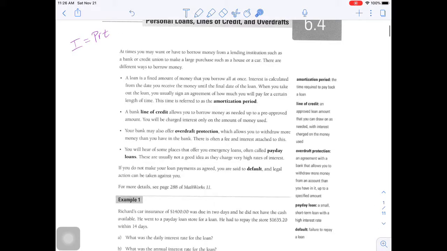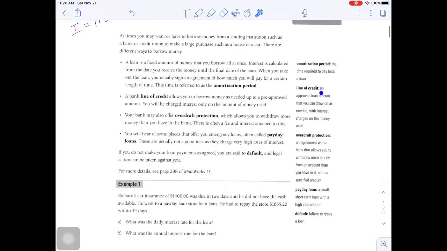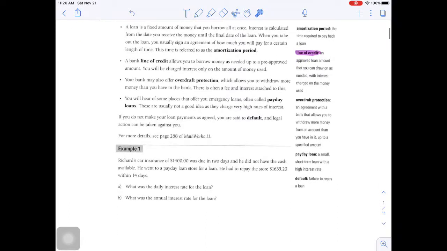Now, here's some definitions you want to understand. Amortization period, it's the time required to pay back a loan. The line of credit, so it's an approved loan amount that you can draw on as needed with interest charged on the money used. So as you guys move forward in life, line of credit is very, very important because if you have bad credit, you're not going to be able to take out loans.